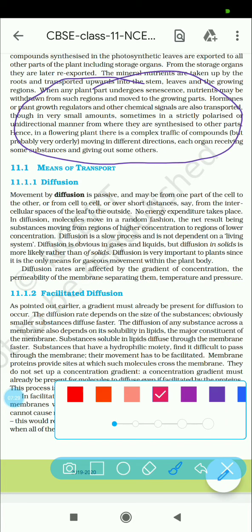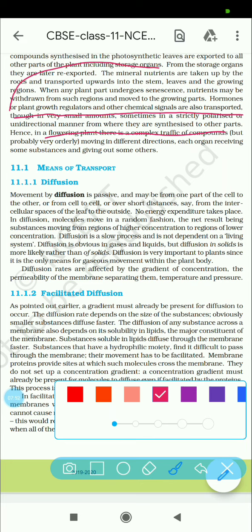Okay, also, hormones or plant growth regulators, the 15th chapter is all about this. They are formed in very small amounts, but they can be transported in a unidirectional manner from the place of synthesis to other parts. So you can correlate this transport to the endocrine system, which you have in humans and animals. So there are different ways of transporting different substances. Just go through this paragraph.